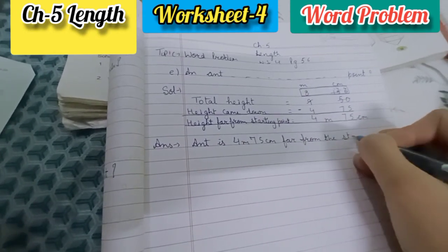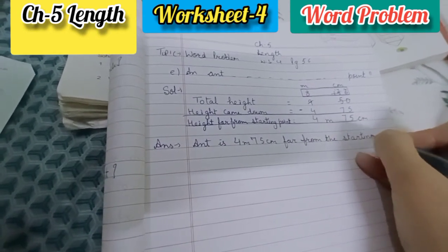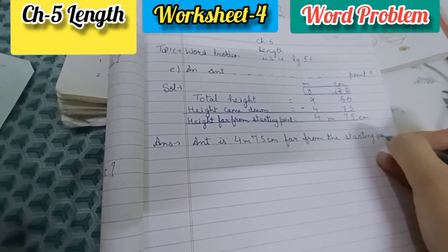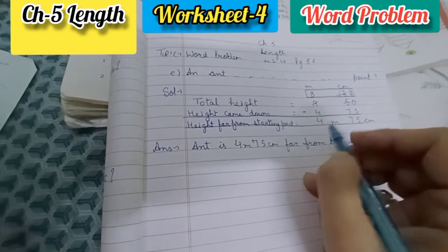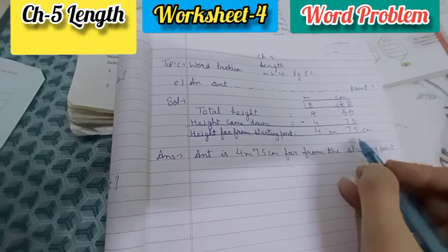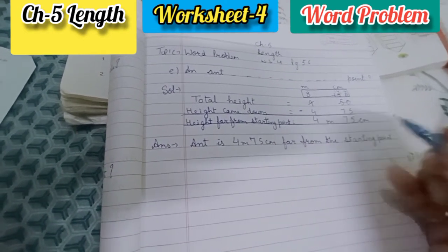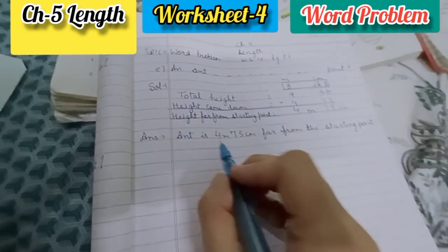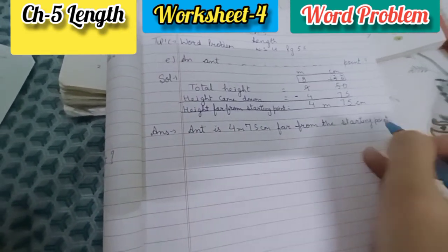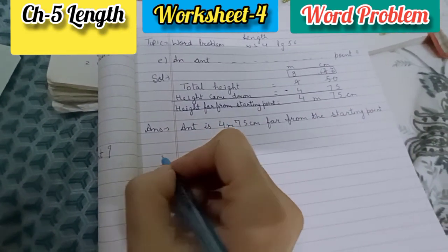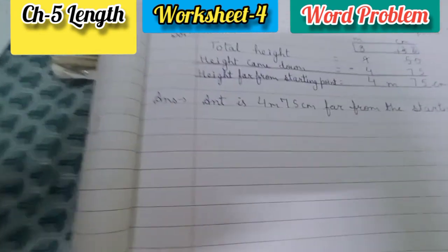The halfway, it came down halfway. 4 meters 75 centimeter it came down, and 4 meters 75 centimeter is left, is the remaining. So halfway it is far from the starting point. So here completes the worksheet 4.